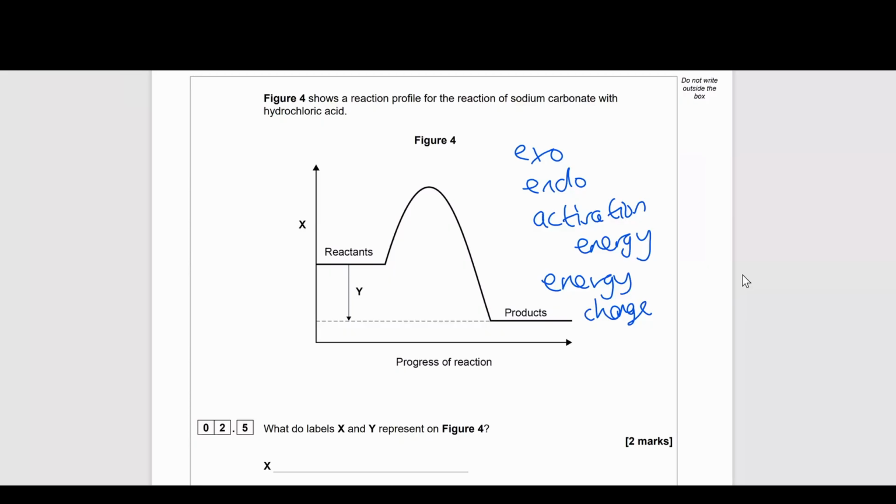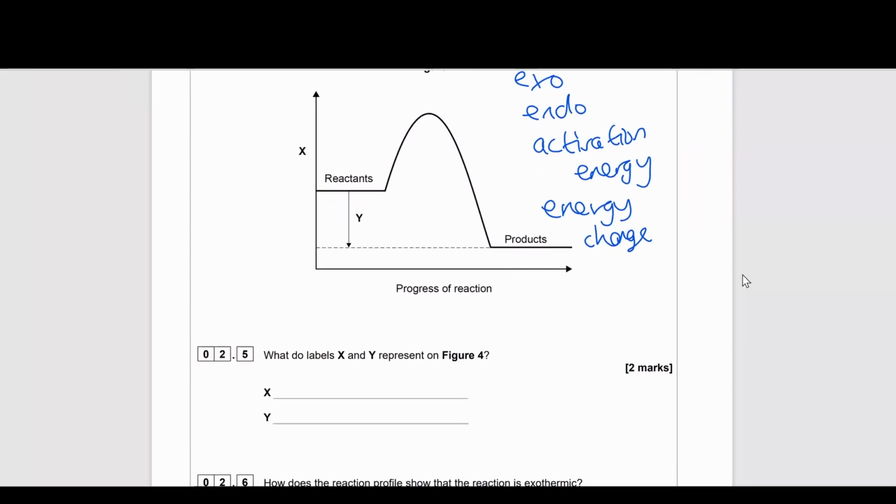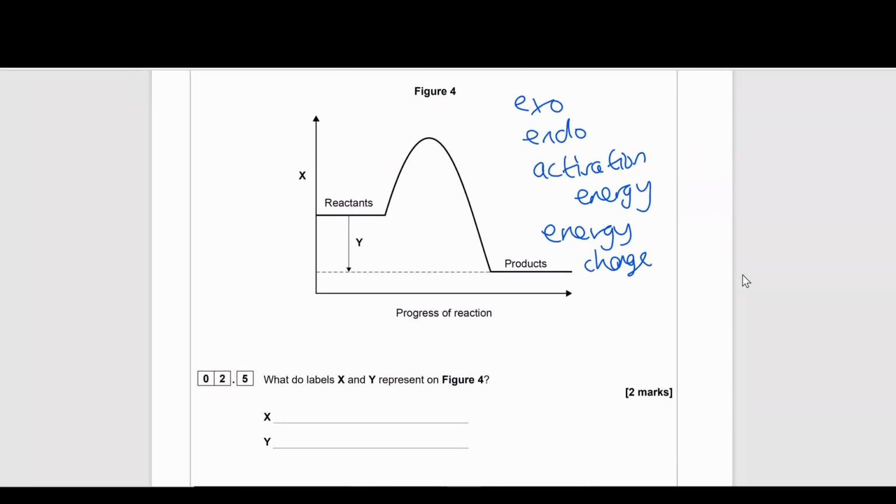So what do labels X and Y represent on figure 4? Well, X is showing us just the energy. It should be nothing else, because it will tell us the energy of the reactants, it will tell us the energy of the products, and then from there we're able to work out anything else.